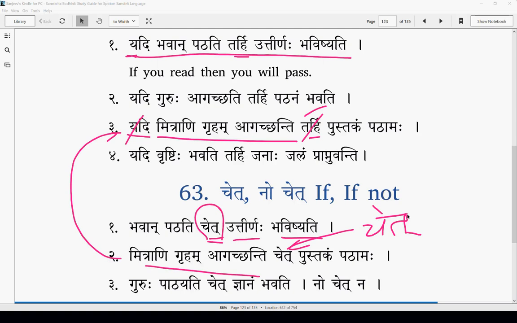Many times mistakes happen: we tend to use yadi in the beginning and then use chet, which is incorrect. If you use yadi, then we need to use tarhi. If you use chet, then we should not use yadi. Yadi bhavan pathati chet uttirna bhavishyati is the mistake. Sometimes that tendency happens, so just be careful. If you use yadi, continue using tarhi. If you want to use chet, don't use yadi.